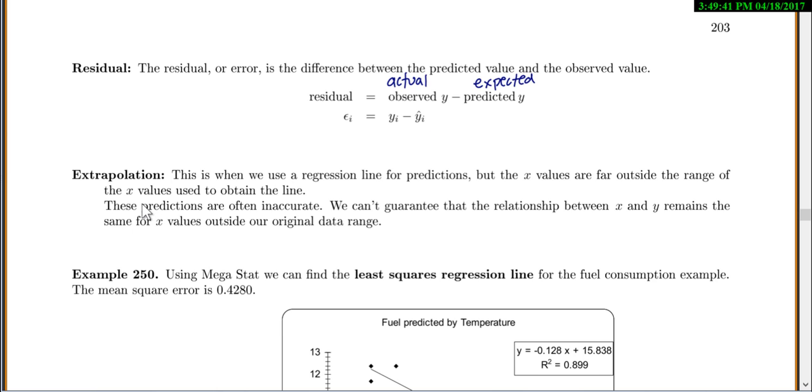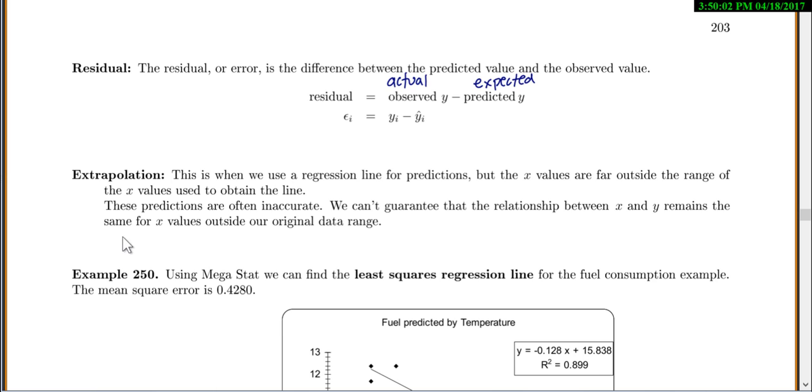Now there's something called extrapolation. This is when you use a regression line for predictions, but the x values that you're predicting for are far outside your range of the x values used to actually obtain the line. And these predictions are often inaccurate because you can't guarantee that the relationship between x and y remains the same for x values outside your original data range.